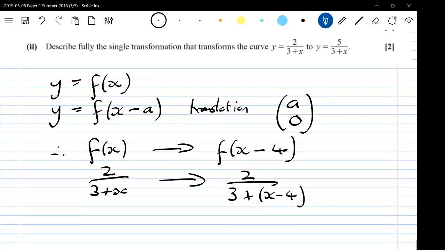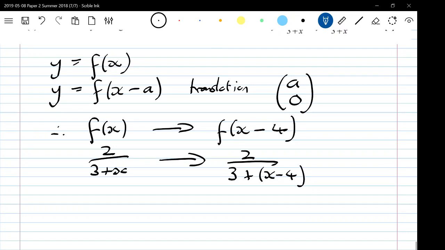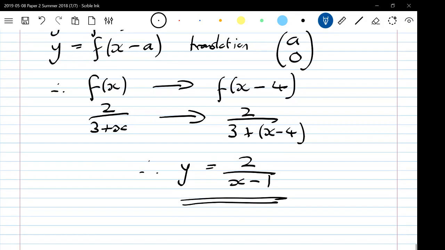That wouldn't get us the marks because the question did say give the equation. So I want to actually turn this into an equation, but I'm gonna sort this out as well. So therefore, the equation is y equals 2 over, what have we got down there? We've got a plus x and a minus 4, so that's 2 over x minus 1 as being the fully correct answer. It must be y equals because the question said state the equation. Part 2.